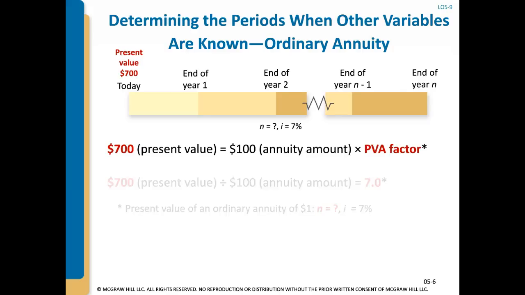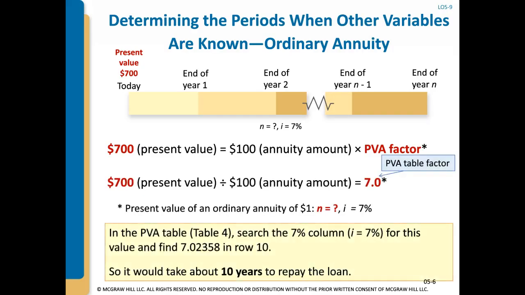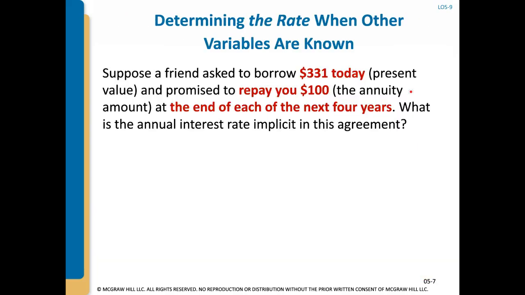We determined that 7.0 is closest to, it would take about 10 years. So it's not exactly 10 years, but more or less 10 years to repay that loan. Okay, let's determine the rate when other variables are known. So now we're going to solve for the rate, like what rate are we going to use?